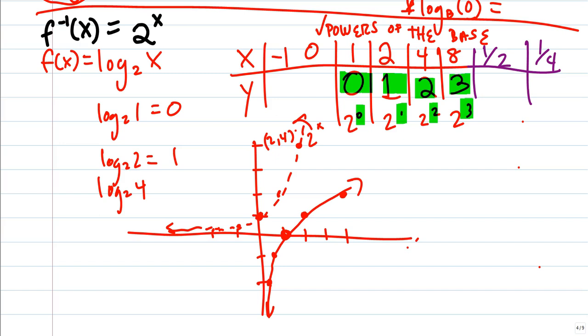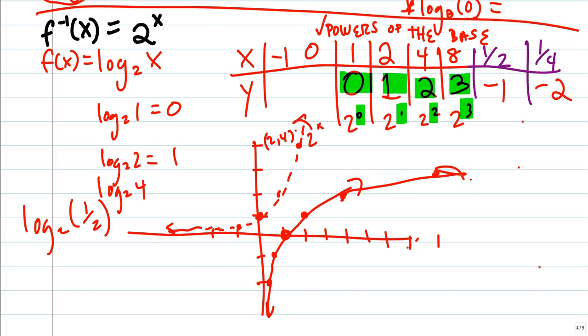We can also do the 1/2, right? Log base 2 of 1/2. 2 to what power makes 1/2 would be negative 1. Log base 2 of 1/4 would be negative 2. These are basically all the points we just plotted. 1, 0, 2, 1, 4, 2, and it takes until 8 before it goes up to 3, right? So I can keep going on this. The next one would be 16, 4. And then the idea is on this side it gets closer and closer to 0.